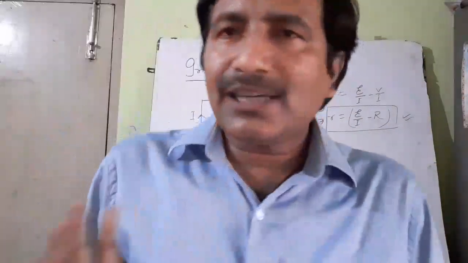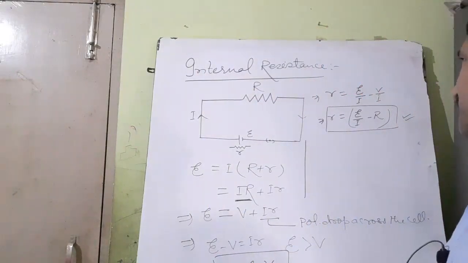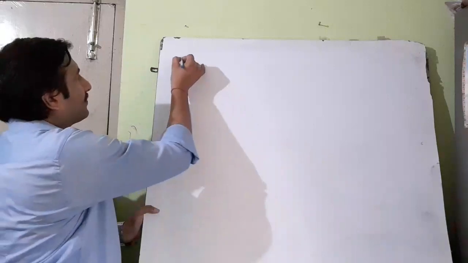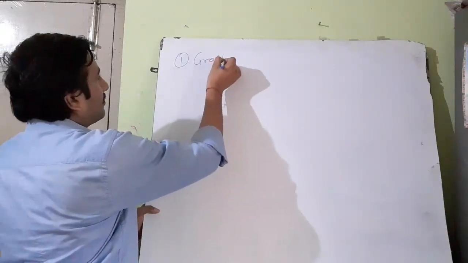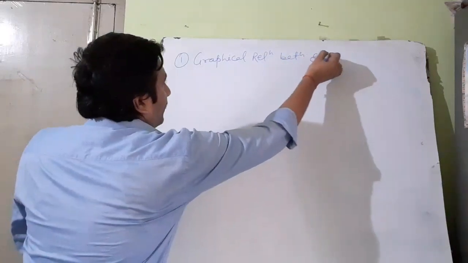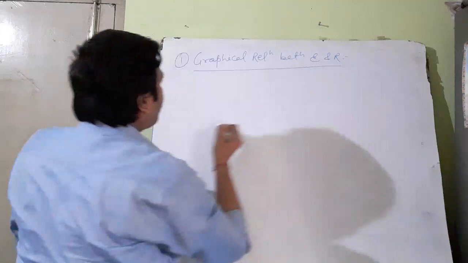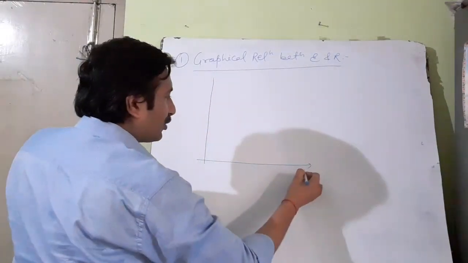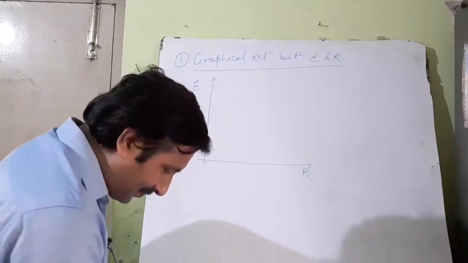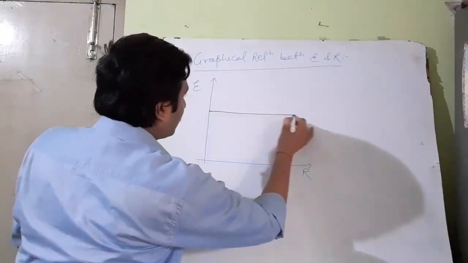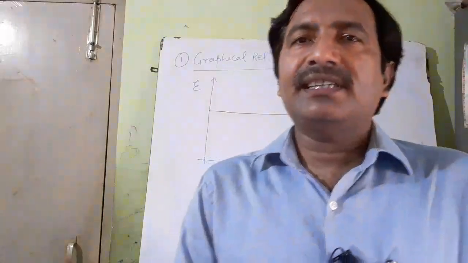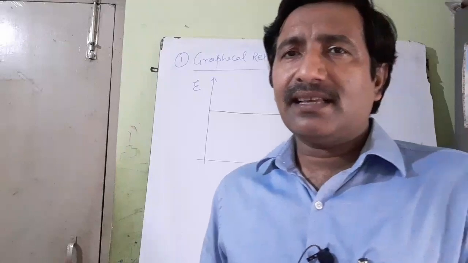Now I want to explain the graphical relationships. First, the graphical relation between E and R. If you take R along the x-axis and E along the y-axis, the graph is a straight line. This is the graphical relation between E and R. It means the value of EMF is independent of external resistance R. Got it?